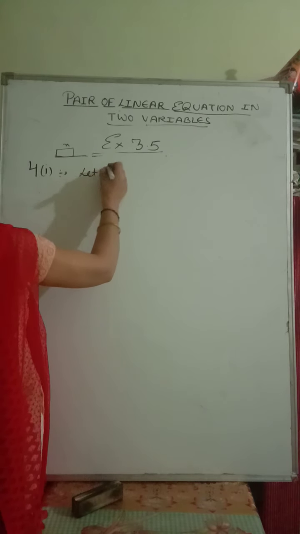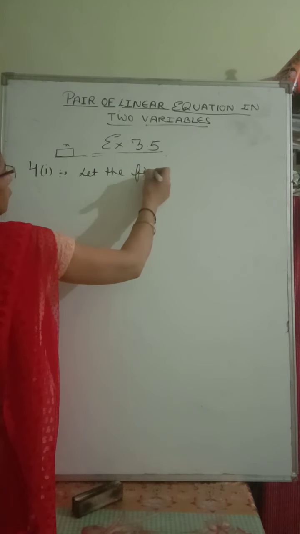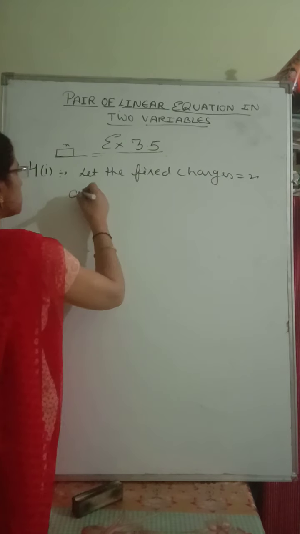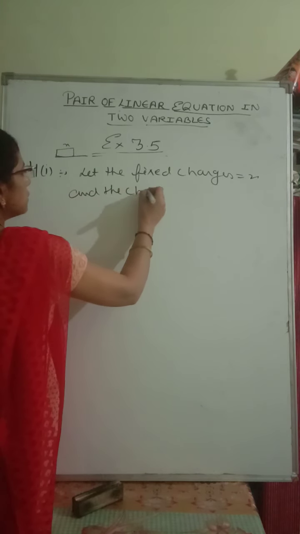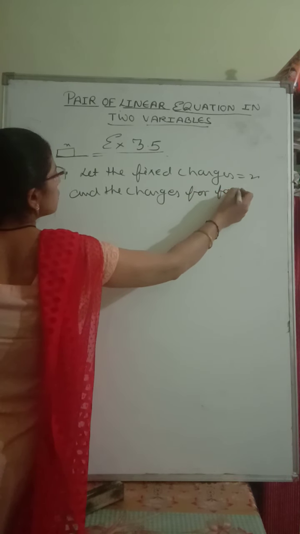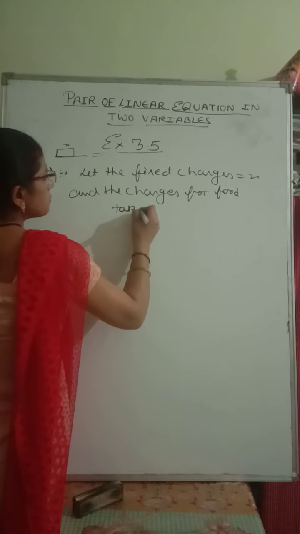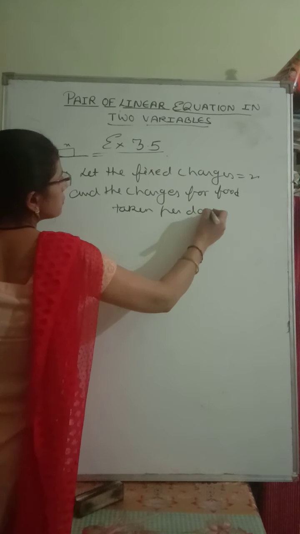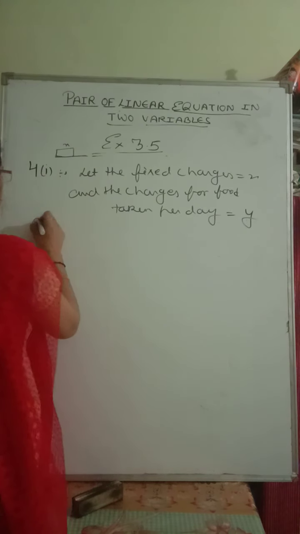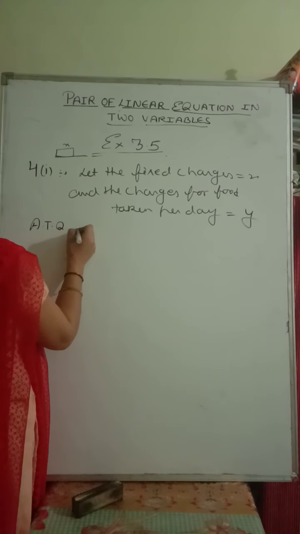So we'll write: let the fixed charges be x and the charges for food taken per day be y. Okay. Now according to the question, I am reading the question.